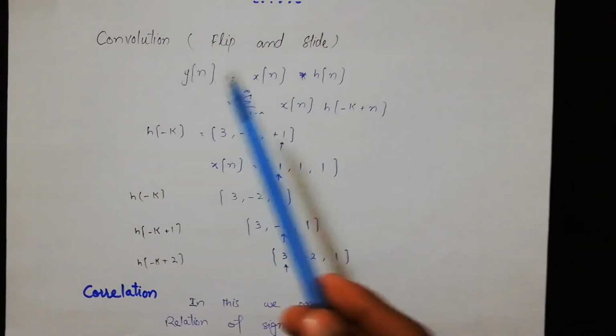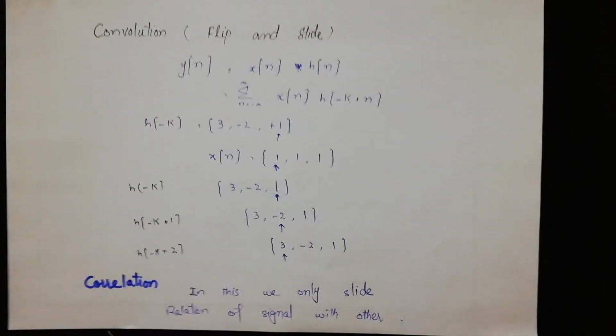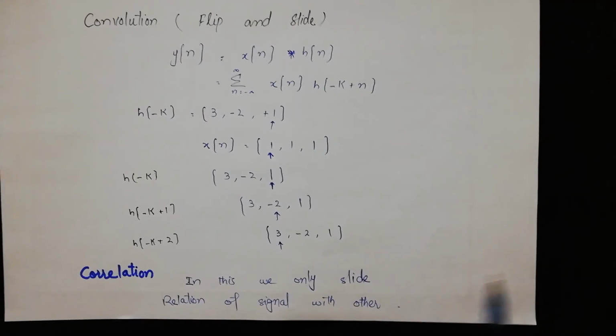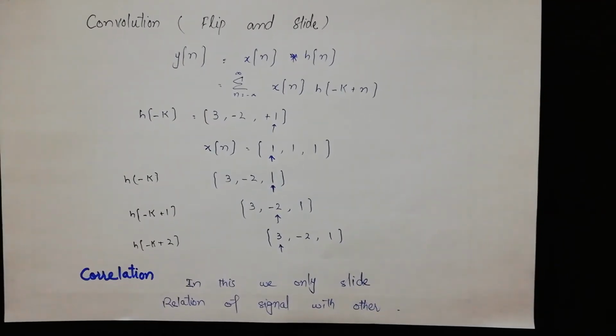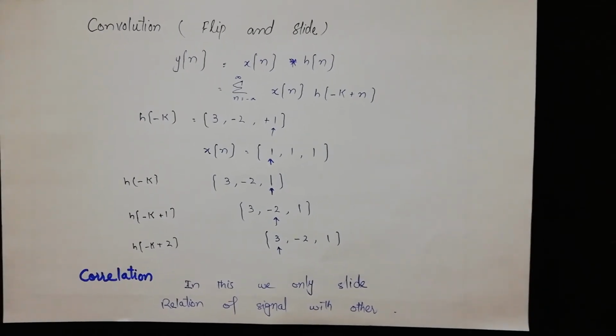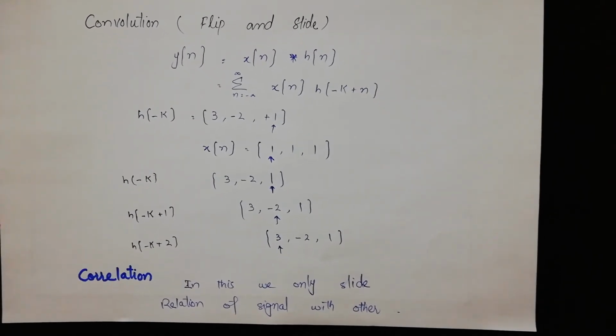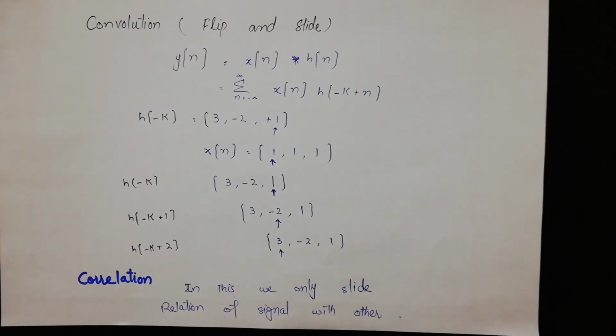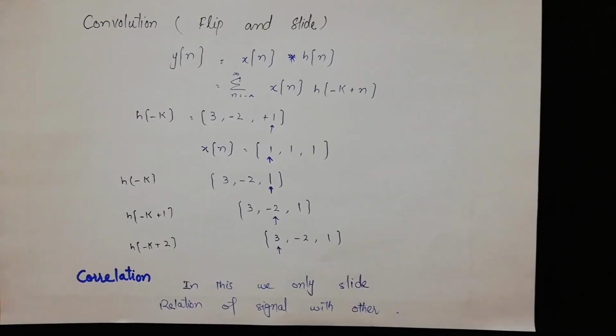In convolution we flip and slide, but in correlation we only slide, relating one signal with another. In correlation we have techniques such as autocorrelation and cross correlation. But remember one thing: in convolution we flip the function, then slide it and convolve it with the other function. But in correlation we only slide.